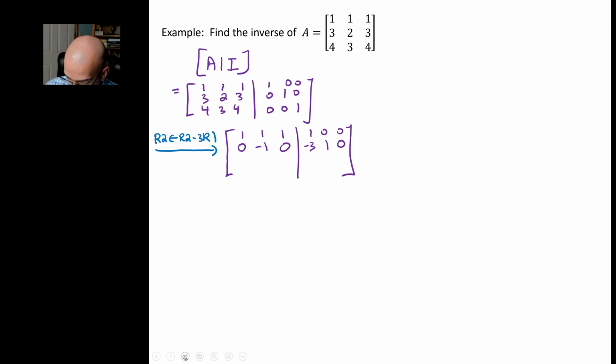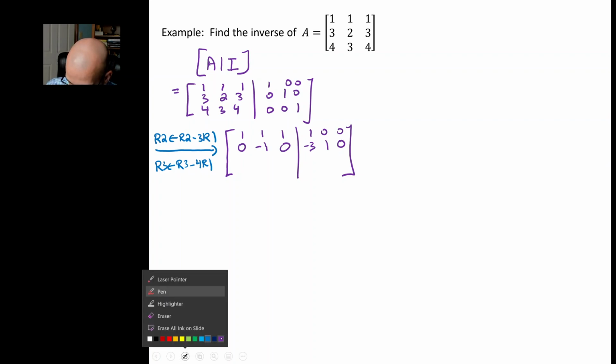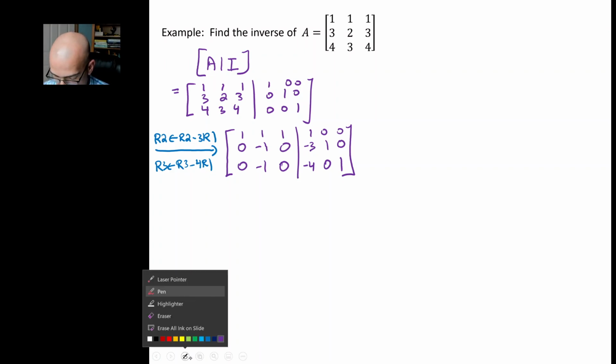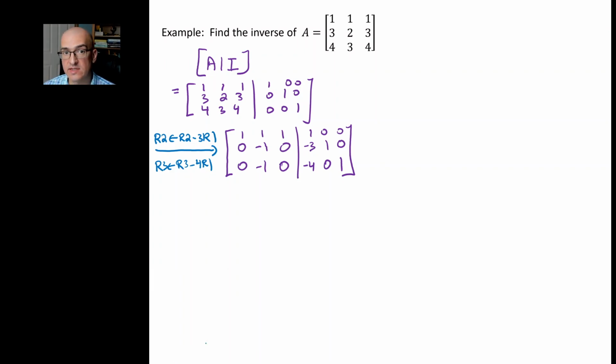Now we have to do the same type of thing for the next row. Row 3 gets replaced by row 3 minus 4 row 1. So we have 4 minus 4, 3 minus 4, 4 minus 4. Uh-oh. 0 minus 4, 0 minus 0, 1 minus 0. Okay. I can already tell what's about to happen, but I'll keep going pretending that I have not seen the answer.